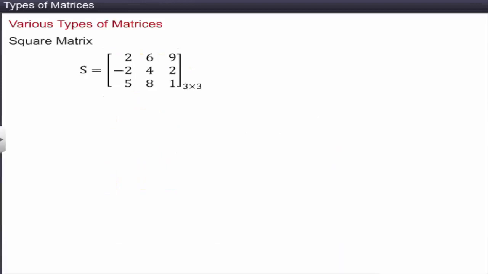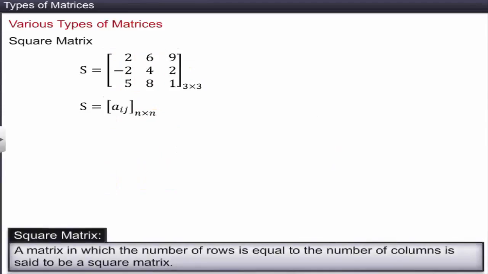A matrix having equal number of rows and columns is called a square matrix. A matrix of order 3×3 is shown here. This matrix has 3 rows and 3 columns. General representation of a square matrix of order n×n is shown here. A matrix in which the number of rows is equal to the number of columns is said to be a square matrix.